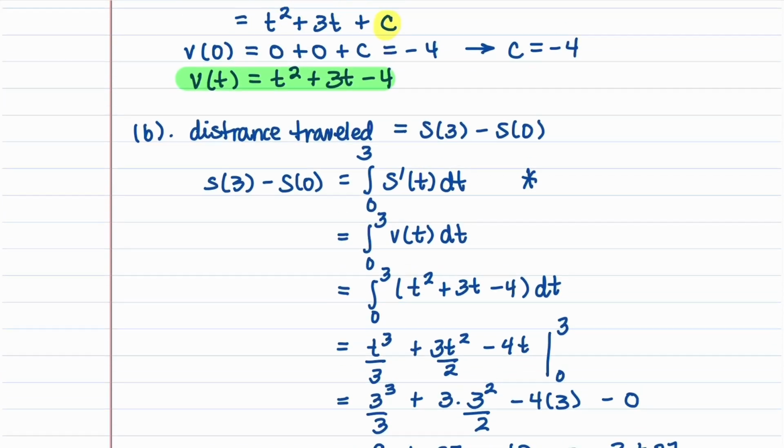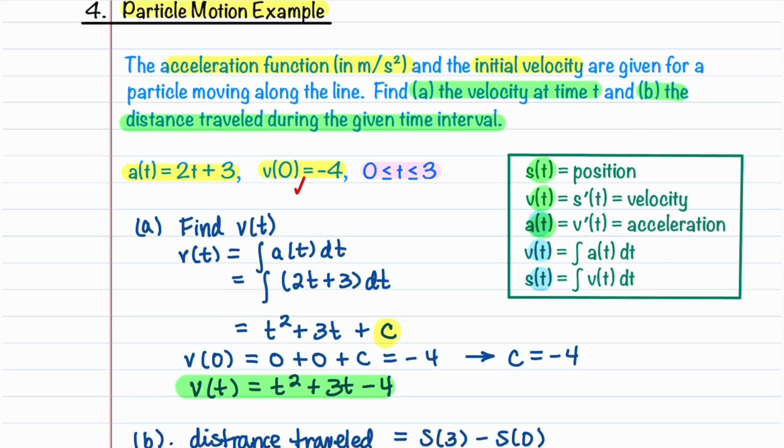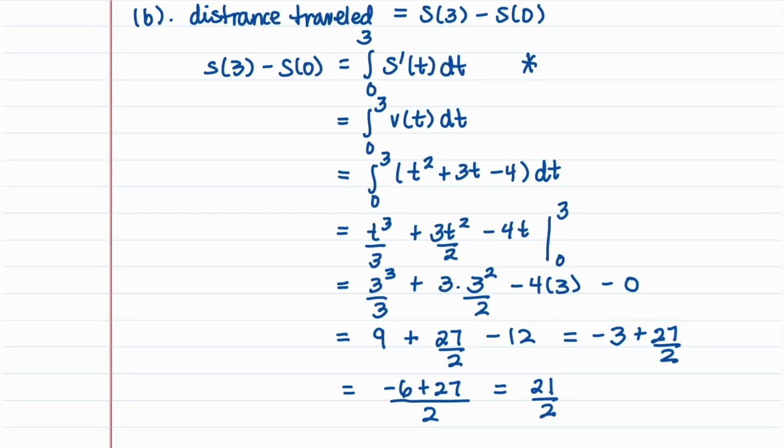If we go back up to the top, we were told that our acceleration is meters per second squared. So that means that our distance is in terms of meters. So our distance traveled is 21 divided by 2 meters.